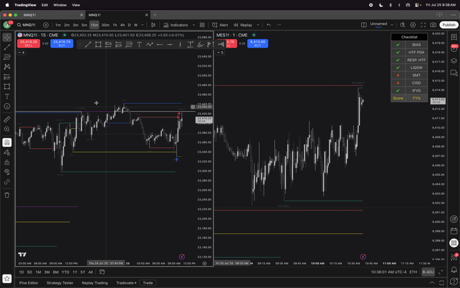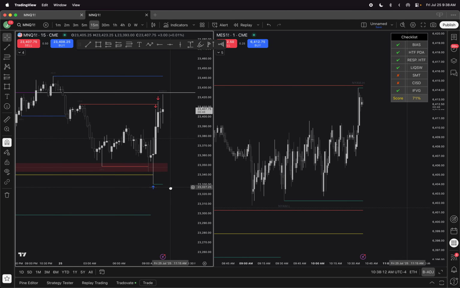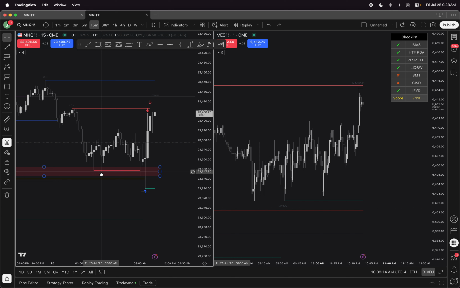So I do see something more accurate, and it's this 15-minute gap that does sit below New York lunch low. So what I was paying attention to here is for us to reject this fair value gap, and at the same time we could end up sweeping this London low.